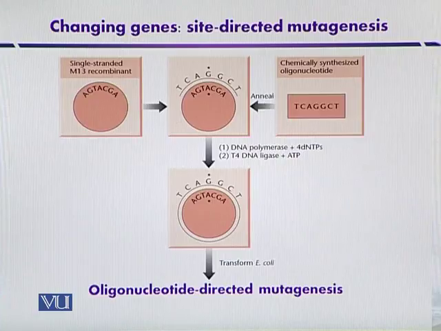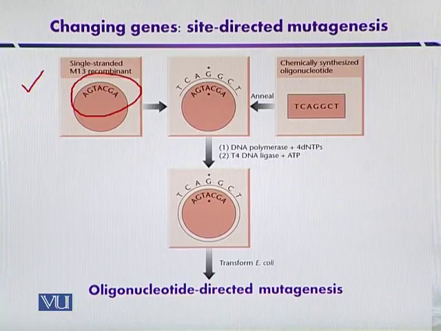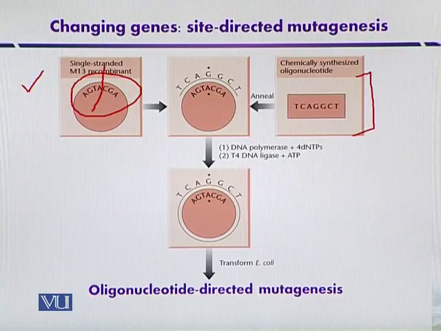Here oligonucleotide or primer-directed mutagenesis has also been explained. For example, here an M13 recombinant vector is there having a particular sequence of the gene that is mentioned here, and the central adenine we want to change, so that during DNA replication, instead of thymine in the opposite strand, we want to introduce another base like cytosine or guanine. So for this purpose we have a chemically synthesized primer or oligonucleotide where G is present instead of A.